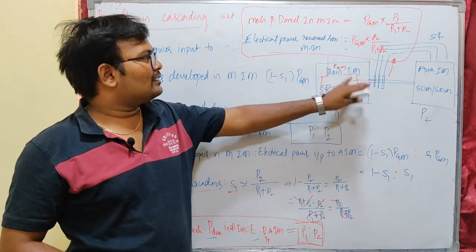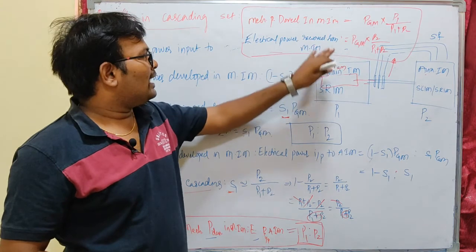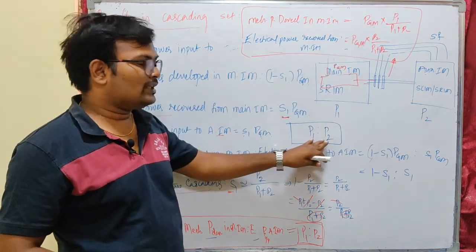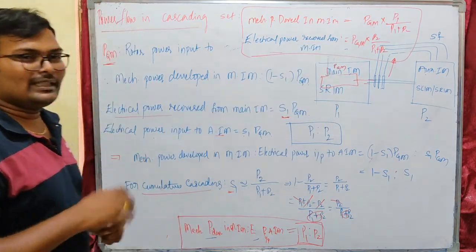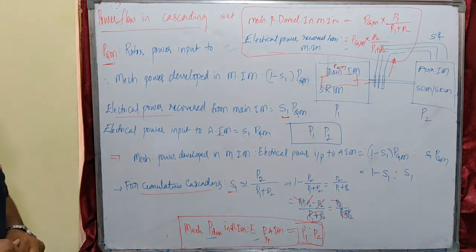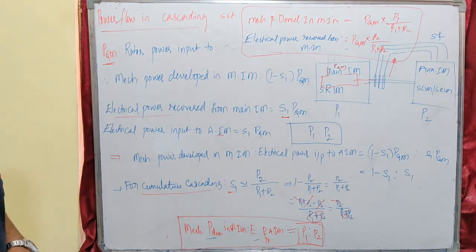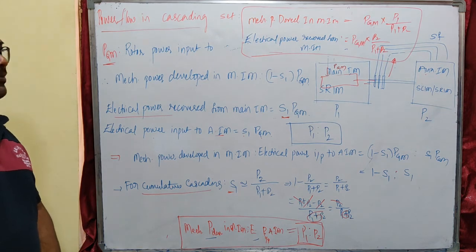If you neglect the losses, the mechanical power developed in the main induction motor and the mechanical power developed in the auxiliary induction motor will be in the ratio of P1 is to P2. So that is about the power flow of the cascading set. With this I am going to conclude the concept of speed control of induction motor. In the next class we will be dealing with another concept.